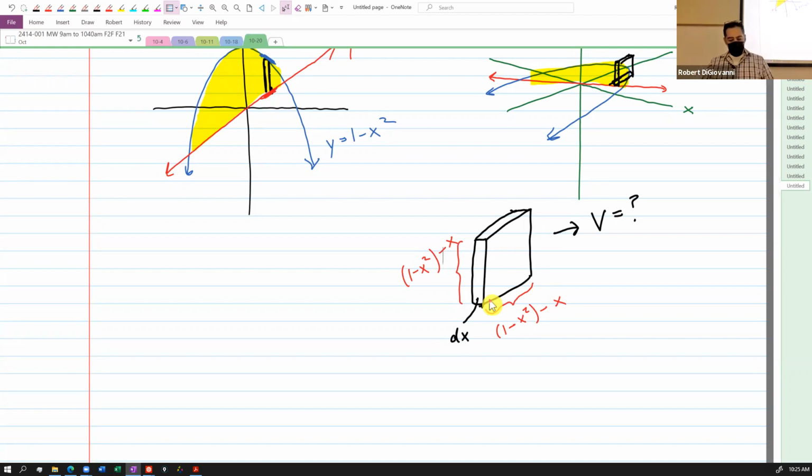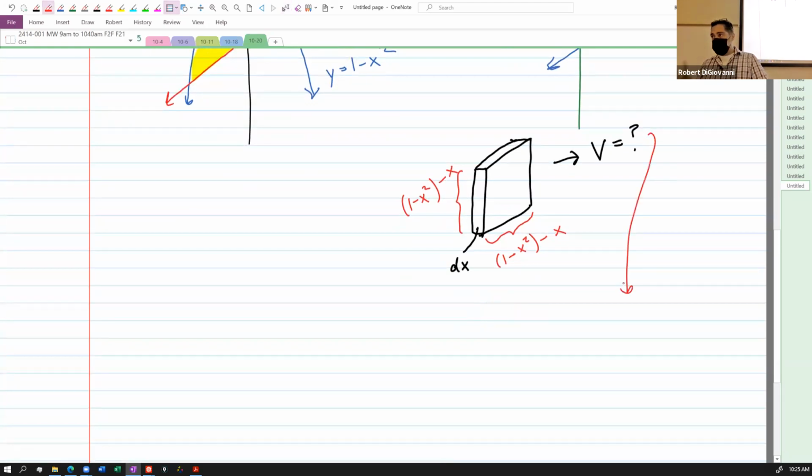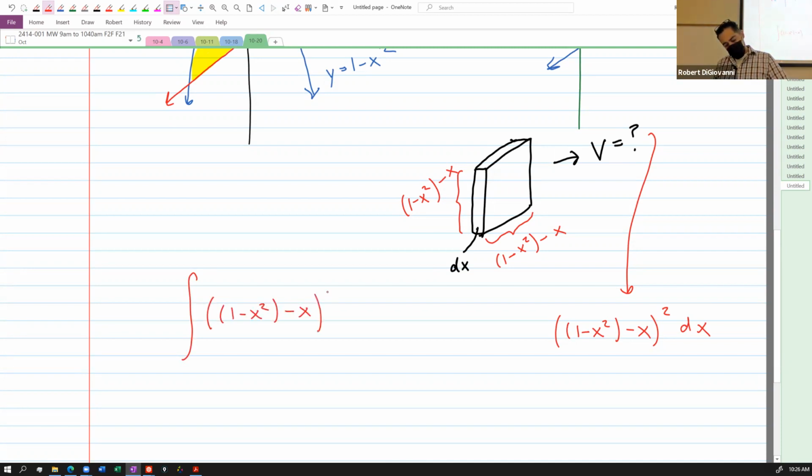Okay, so do we all agree then that the volume of this little slice, just the little slice, should be length times width times height? So it should be 1 minus x squared minus x times itself again, so squared, dx. dx is the thickness. Okay, that's the volume of one slice. Let's add them all up. Integral, right? So we bring in the integral. We're going to do the integral of 1 minus x squared minus x, all of that squared dx.